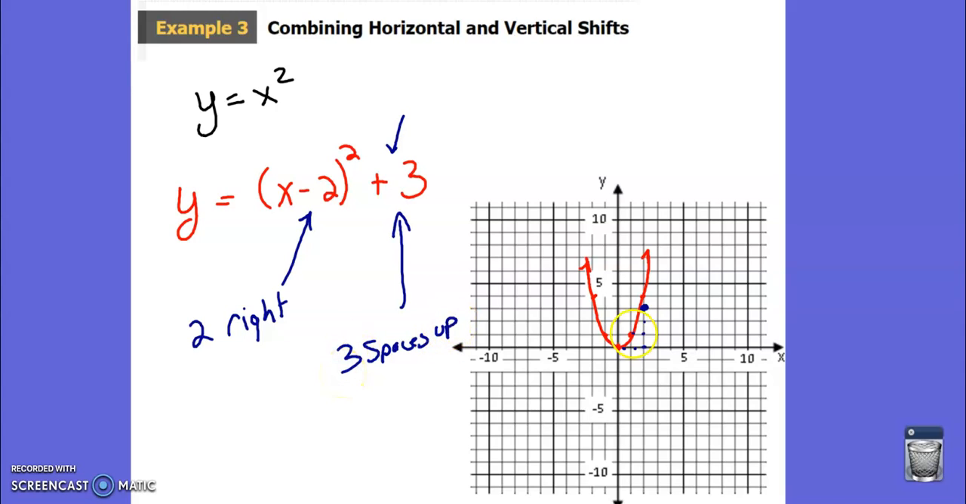But you can do the same thing, 2 spaces to the right, 3 spaces up. And so you can graph that parabola, just take every single point and then shift it.